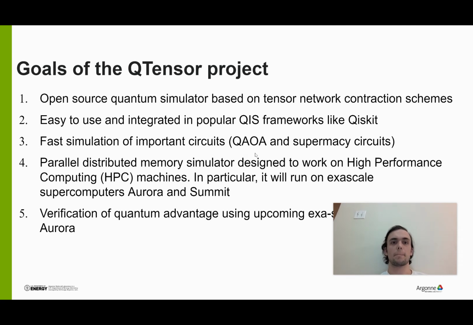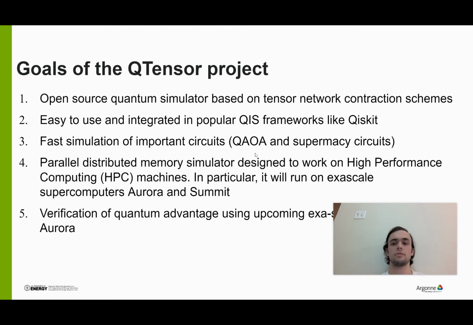So our Qtensor project is an open source project, and the code right now is open source on GitHub, and I believe on PyPI, but it is not the most recent version. And we try to make it as easy to use as possible. Of course, there are complexities that come from the problem itself, but we try not to introduce other complexities. And we, of course, want our simulator to be as fast as possible and as easily parallelizable as possible.